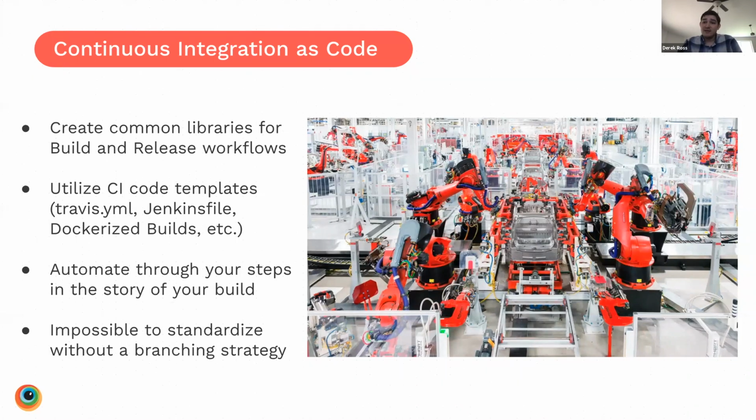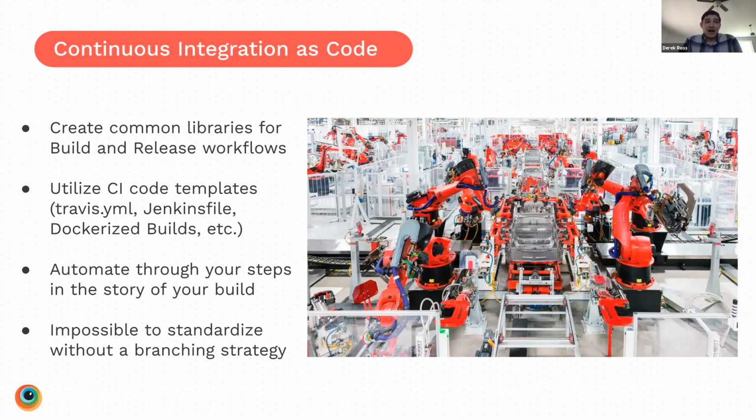I have a theory that 70% of your CI code should be code that you wrote in scripts. 20% should be configuration in a CI file, and 10% should be configuration in your actual CI tool. And that makes your code the most portable that you could possibly make it. I want you to utilize CI code templates like the Travis YAML, the Jenkins files, or you could even Dockerize your build. So you could have Dockerfiles, or you could have Docker Compose files that actually structure out multiple steps of your pipeline, which is really almost the holy grail of a fully automated CI pipeline.